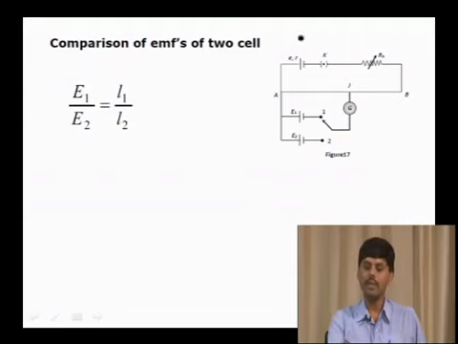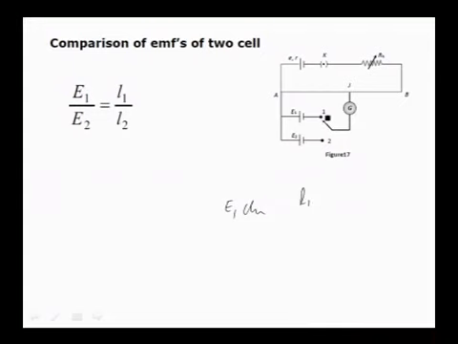Say for example, this is the arrangement of the potentiometer. First you are going to close the key 1 and find out the balancing length, that is L1. When E1 is closed, balancing length is L1. Remove the key first and place the key at 2. Then measure the balancing length, that is your L2. Take the ratio of these two: E1 by E2 is equal to L1 by L2, because E is directly proportional to L, E is equal to some constant into L. This is a constant for a given potentiometer.